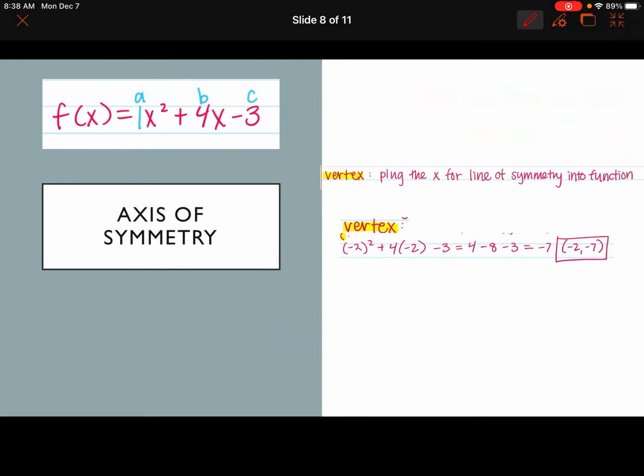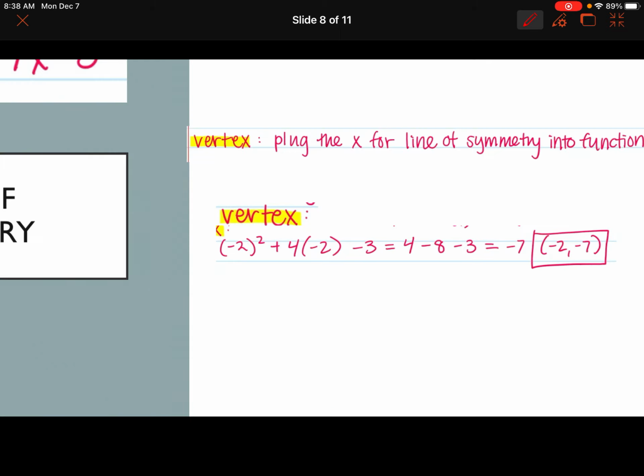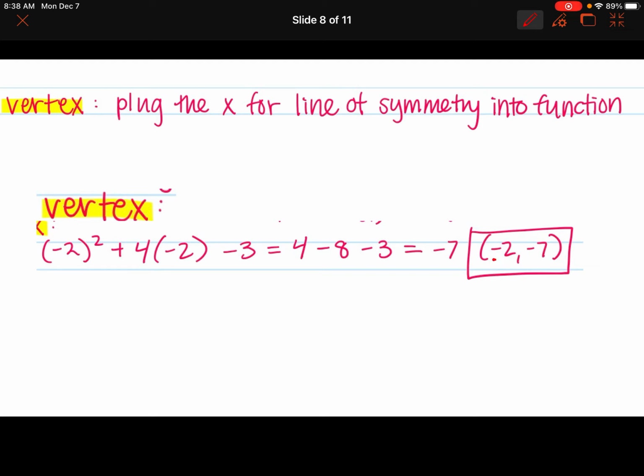Something to remember is a vertex is always a point, right? It's a point, so it's going to have an x and a y. The x we got from the line of symmetry.